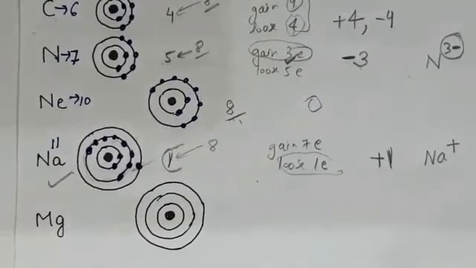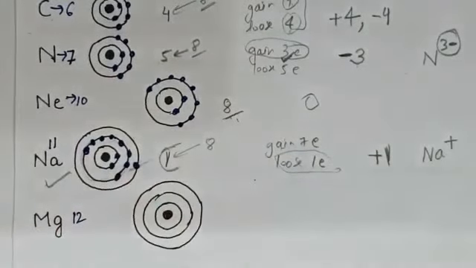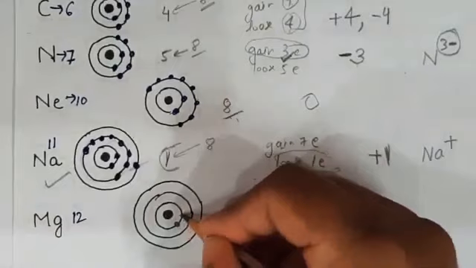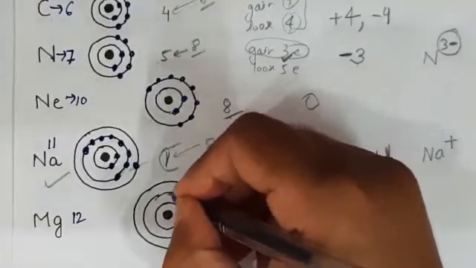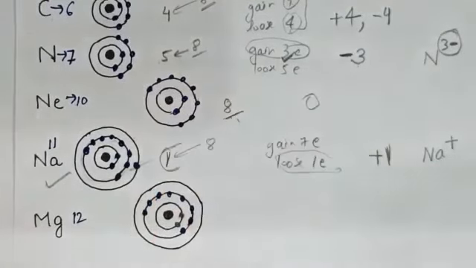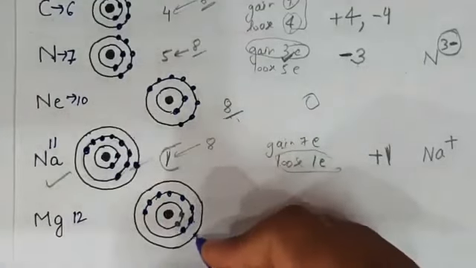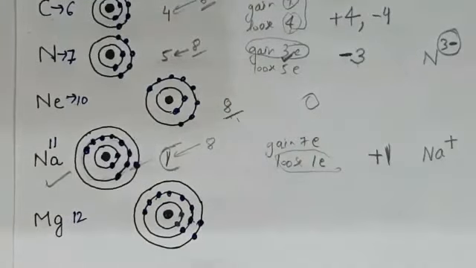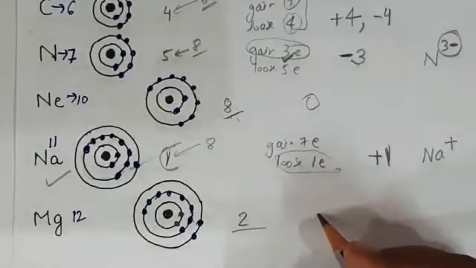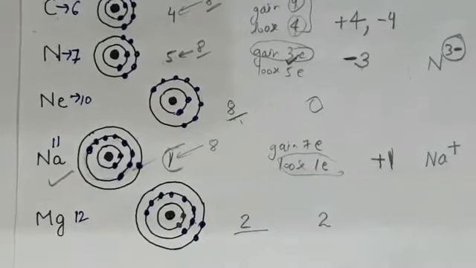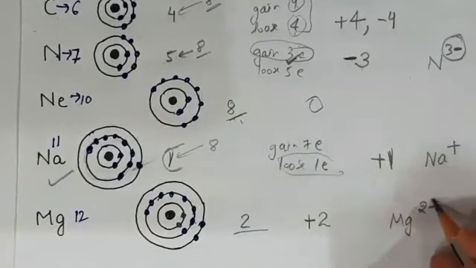Clear? Coming to the next case, magnesium. What is the atomic number? 12. So 2 electrons in the first shell and 8 electrons in the second shell. So 2 plus 8, 10. How many electrons are left? 2. So in the outermost shell, how many electrons? 2. We need to make this 8. So what will be done? It will lose 2 electrons. So valency is 2 and charge is plus because it is losing. So that's why magnesium exists in the form of Mg2+.